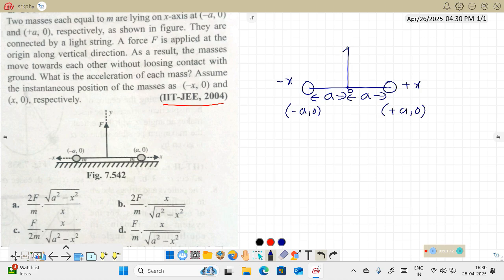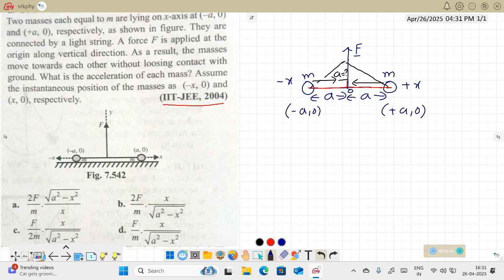Along this direction, we are applying the force. If you apply the force, what happens? This is the string actually. These two masses, this is the mass m, this is also mass m, are connected by a string. I am drawing it in red color, a light string of negligible mass. We are pulling this string in this direction with a force F. What happens? These two masses try to move towards each other because the string moves upwards. Whenever we pull, the string moves upwards. So what is the acceleration of this mass that we are asked to find?